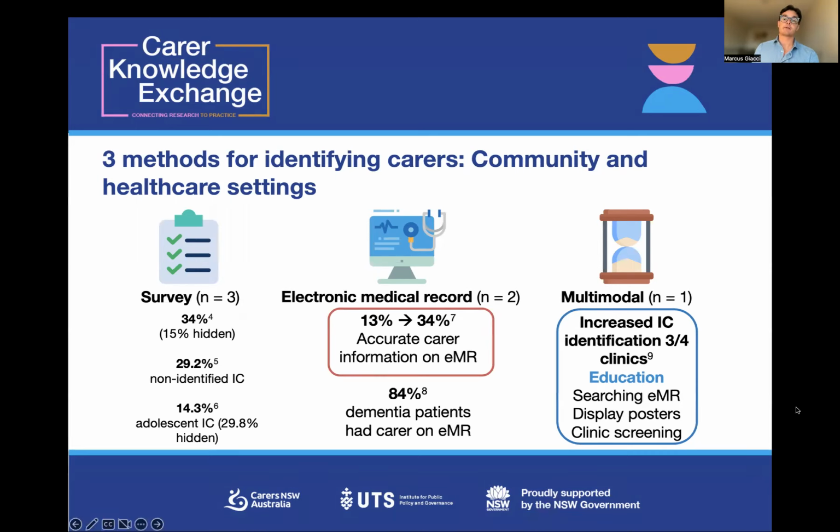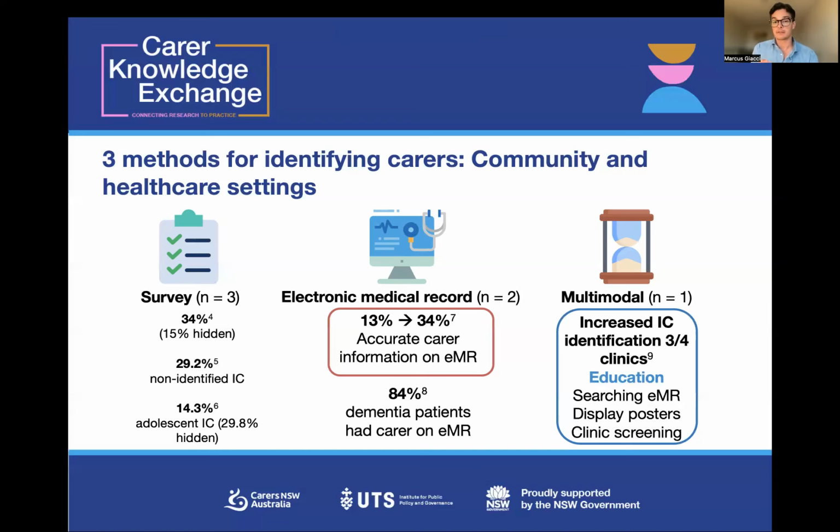So in the multimodal study that we identified, which is shown in the blue box, this was an educational and awareness intervention, which took place at 4 GP clinics in Scotland. And this incorporated searching electronic medical records, displaying posters in the clinic, and opportunistic screening by clinicians. The clinics that were involved in this study all identified more informal carers at the end of the study, or they improved the accuracy of their informal carer records.